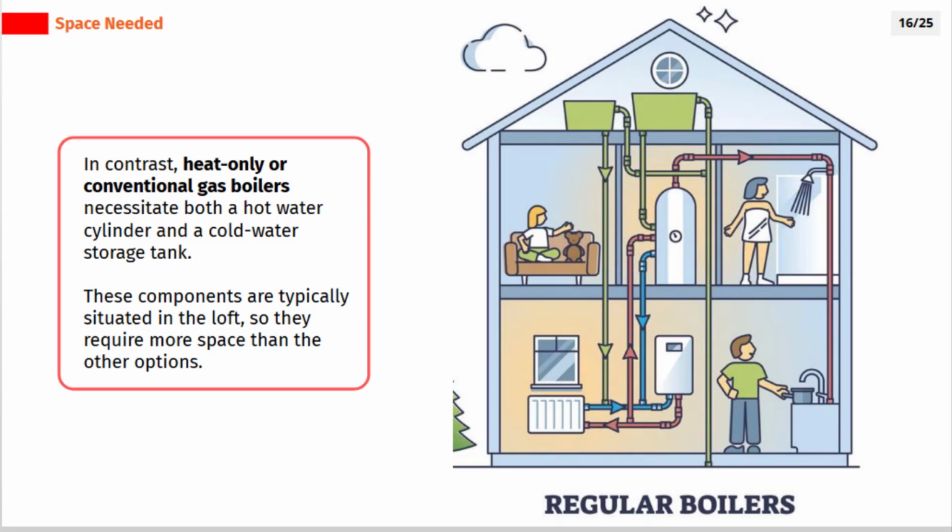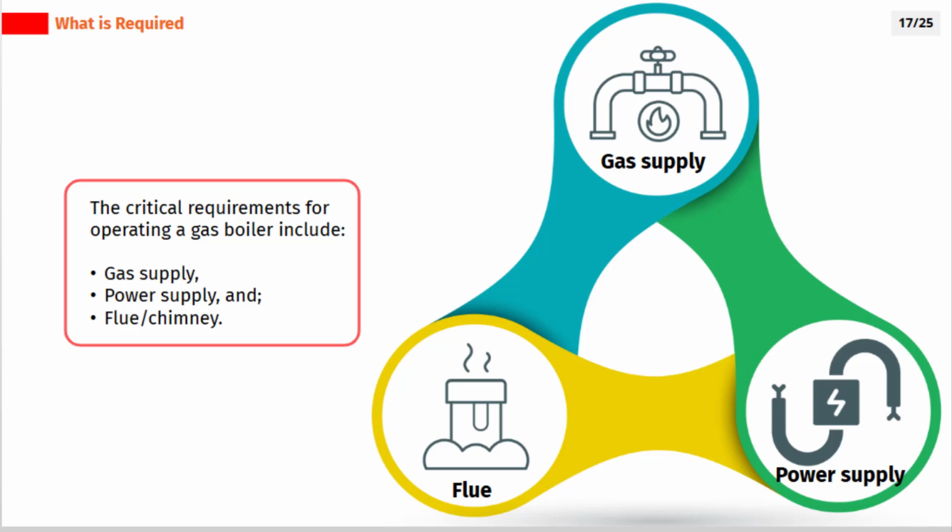In contrast, heat-only or conventional gas boilers necessitate both a hot water cylinder and a cold water storage tank. These components are typically situated in the loft, so they require more space than the other options. The critical requirements for operating a gas boiler include gas supply, power supply, and flue or chimney.